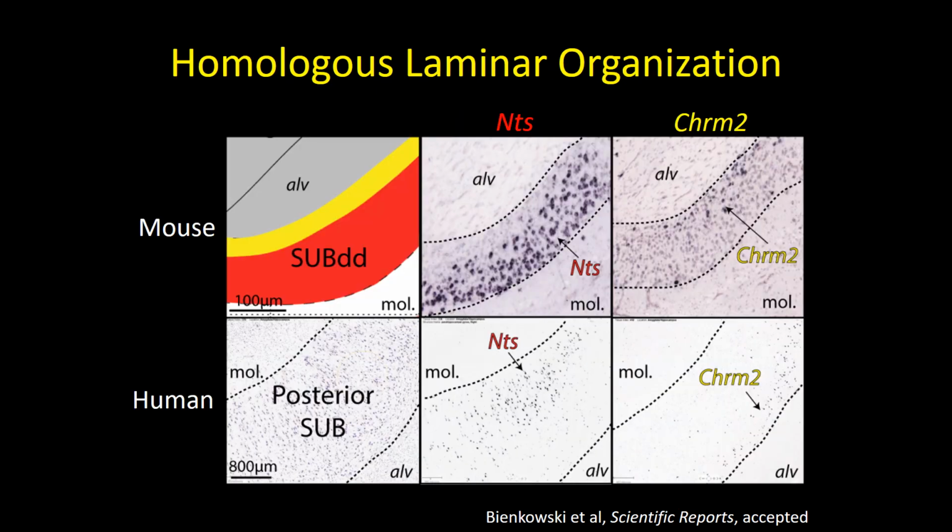While not every single cell gene expression profile is identical, we can see that the mouse dorsal subiculum and posterior human subiculum are not only structurally and functionally homologous, they also contain conserved cell type architecture and gene expression. In both mouse and human, we can see that NTS and CHRM2 cells are defined both by their anatomical location relative to the molecular layer and alveus, although these positions are flipped due to the rotation of the longitudinal axis across species.